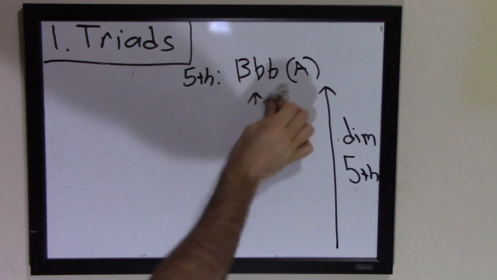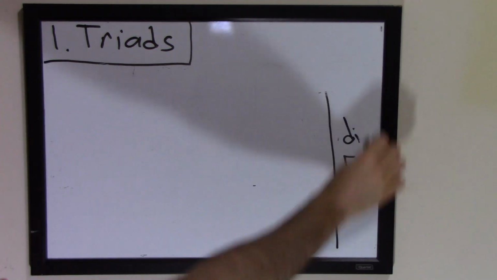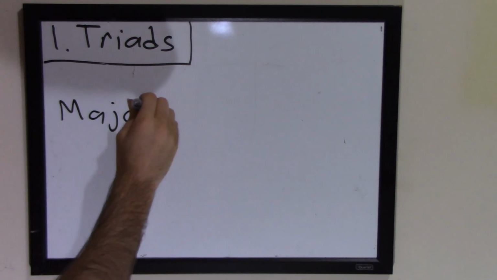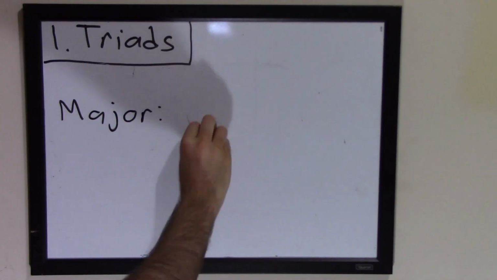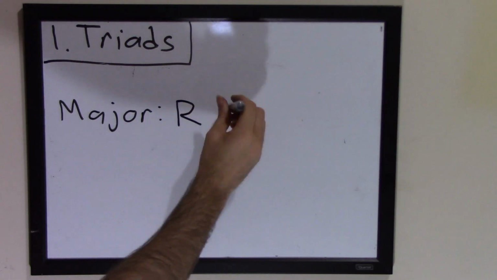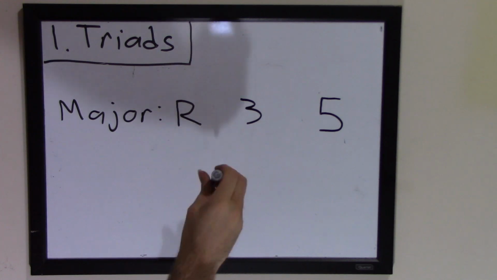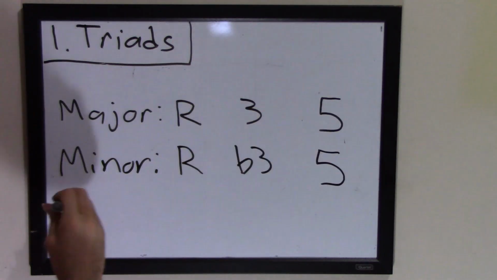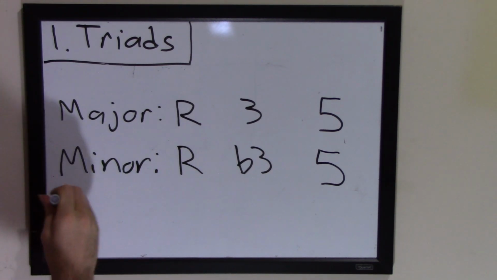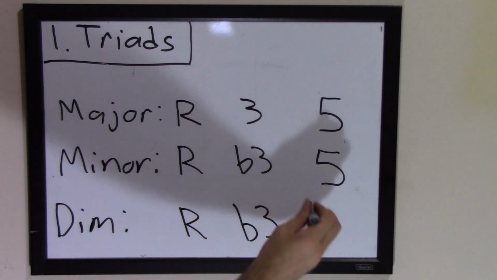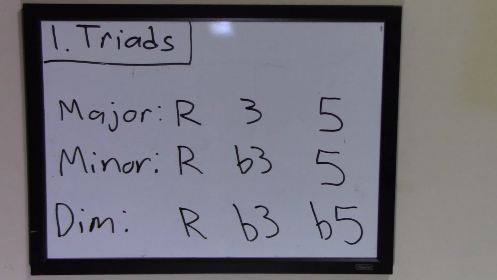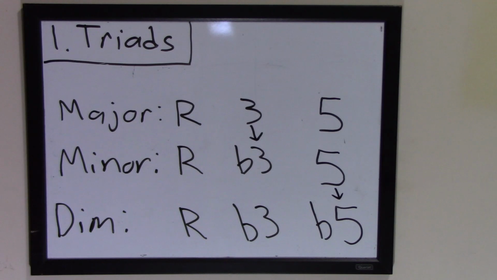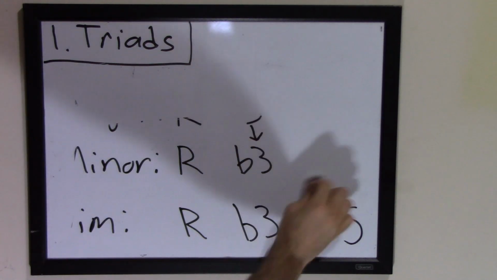Anywho, to understand the relationships between these three triads, let's talk about it like this. You start with a major chord: root, third, fifth, root, major third, perfect fifth. When you lower the third, you go from a major chord to a minor chord. When you lower the fifth of a minor chord, you go from a minor chord to a diminished chord. So lower the third, you get a minor. Lower the fifth of the minor, you get a diminished chord. That's how they relate to one another.